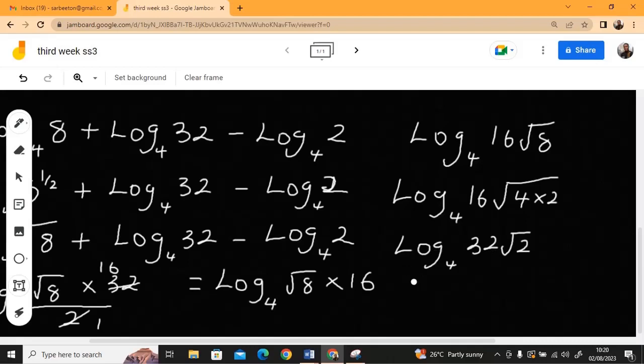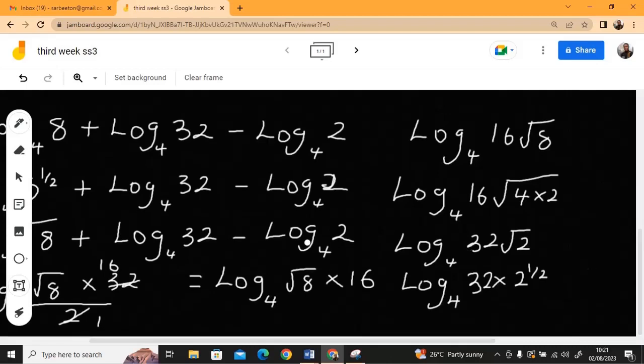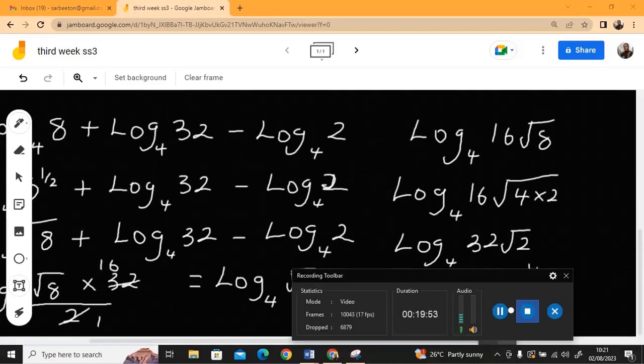So I can do it like this: log base 4 of 32 root 2. How can I make it easier for myself? It is the same as saying 32 times 2 to the power 1/2, if I'm not mistaken. Right, that is this one. So I can still go further, trying to check how we can solve this now. Now this is 32 root 2. Let's see what we can do here.